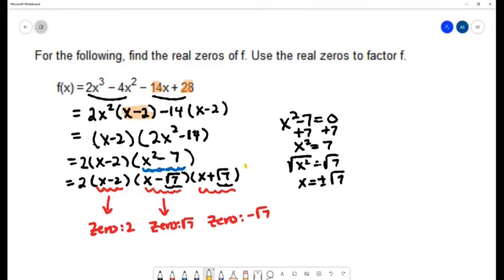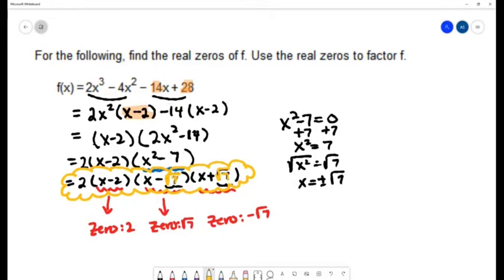So I just want to pause here for a second, because the reason why this might seem a little bit confusing is that in the past, if we were trying to factor, we would never put radicals in our factorization.